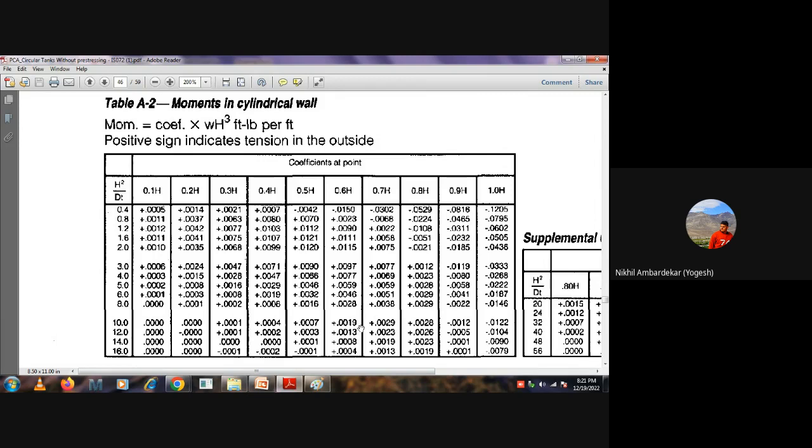The wall is fixed at the base, correct? Yes, sir. The wall is fixed at the base, which type of moment will be generated at the base of the wall? Forget about positive or negative, sagging or hogging. It will be negative, sir. Negative means hogging, correct? Yes. So obviously they are considering positive as hogging. Okay, so if you see 0.1 H, that is the top, something like that they are talking about.